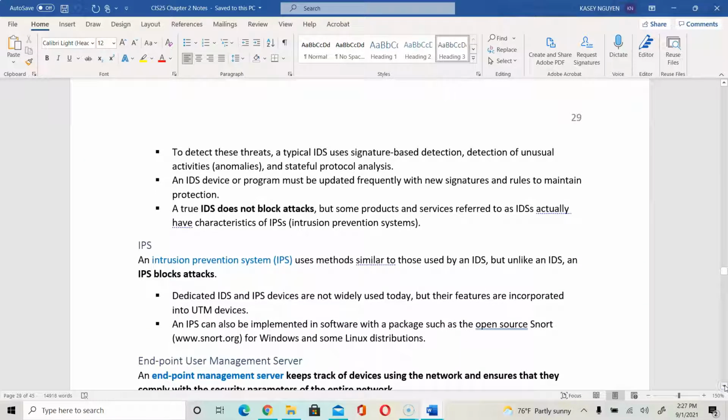IPS uses methods similar to IDS, but unlike the IDS, it actually blocks attacks. You would be able to configure the rules and the settings to prevent attacks from happening, and you would implement software in the case where you don't use the appliance, so you would be able to monitor and block out the attack.